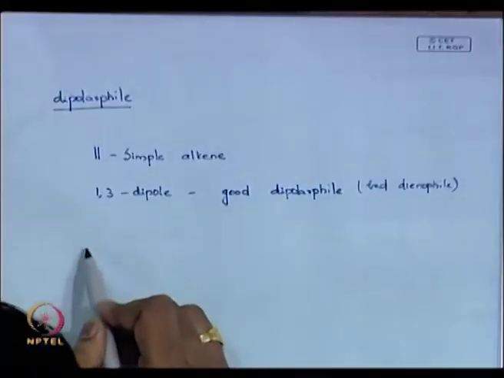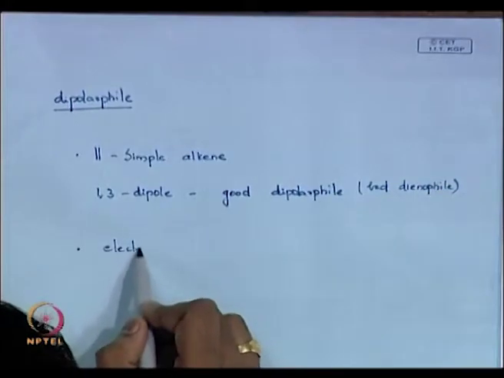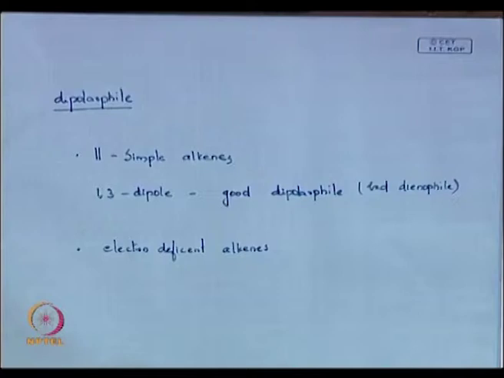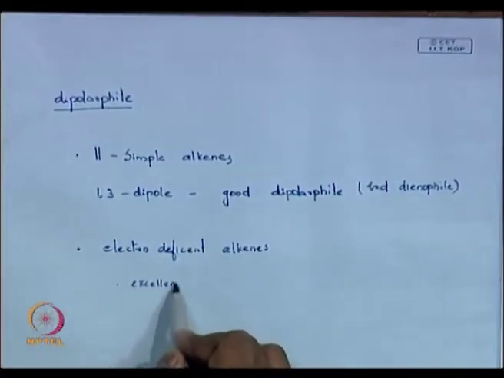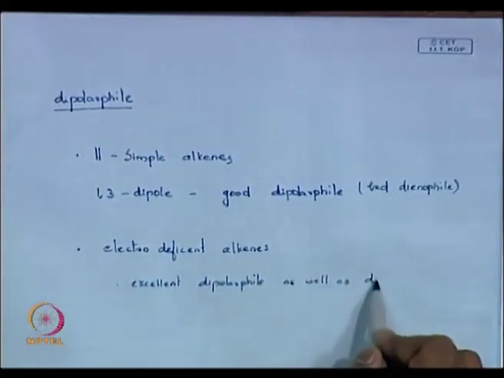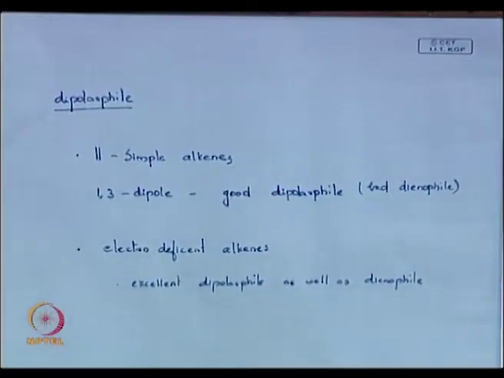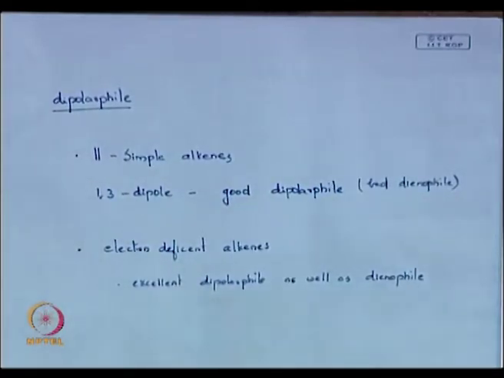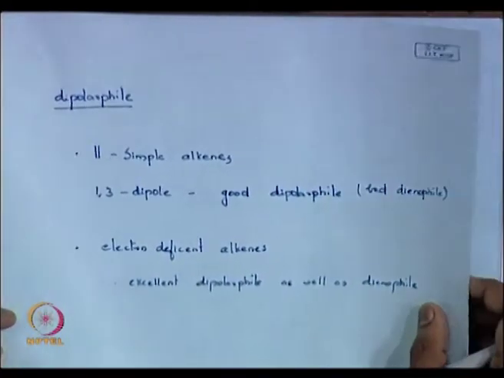If you have an electron deficient alkene, they are excellent in both cases. They are excellent dipolarophiles as well as very good dienophiles. That is fine, because it becomes electron deficient. It can act as a good dipolarophile as well as a good dienophile, but in the case of a simple alkene, it is a good dipolarophile but not a good dienophile. That is about your dipolarophile. So, basically you want your dipolarophile to be electron deficient if you want to carry out the reactions. So, that is about your two substrates, one your 1,3-dipole and another your dipolarophile, clear.